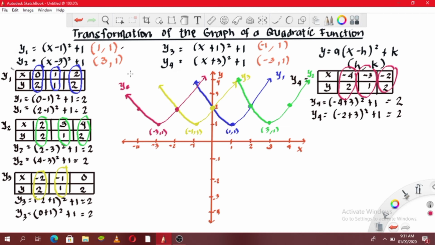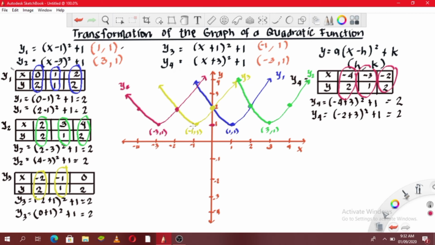Okay? So, kung mapapansin natin, itong apat na graph natin, pantay-pantay ang vertex nila. 'Di ba? With respect to y equals 1. Lahat sila nakatapat. Pag nag-drawing tayo ng horizontal line, lahat sila naka-align sa 1 ng y-axis. It's because pare-pareho sila ng k. 'Di ba? Pare-pareho ng k na 1. So, nagkaiba-iba yung kanilang h.